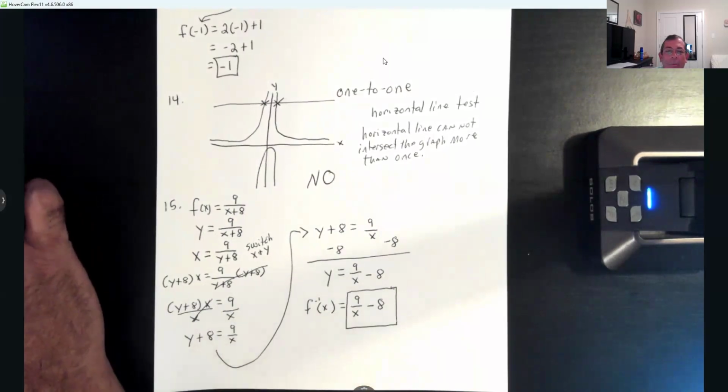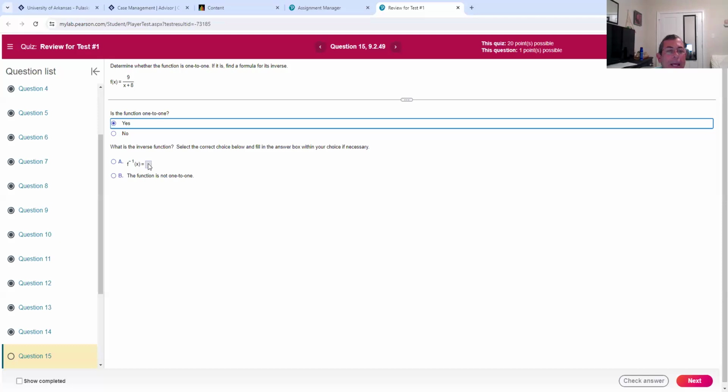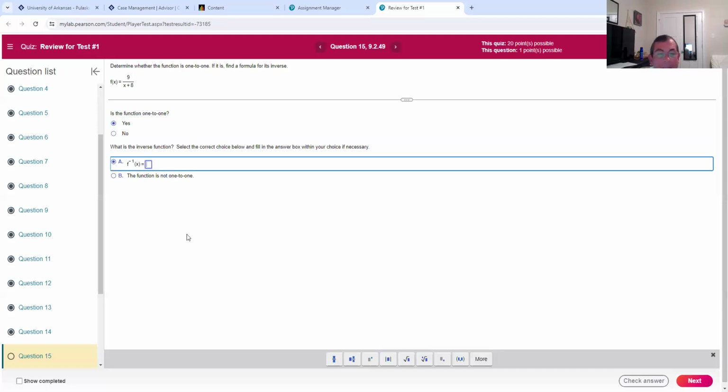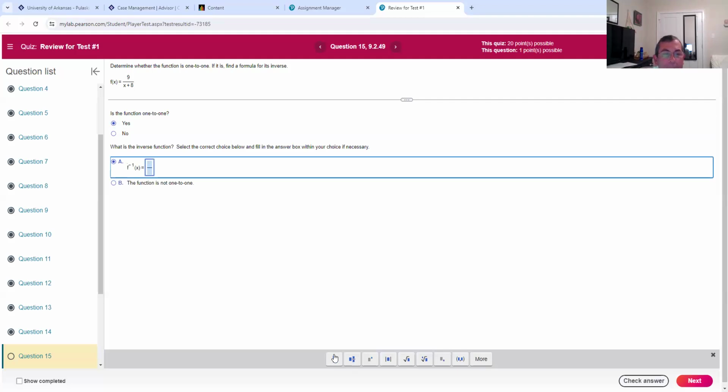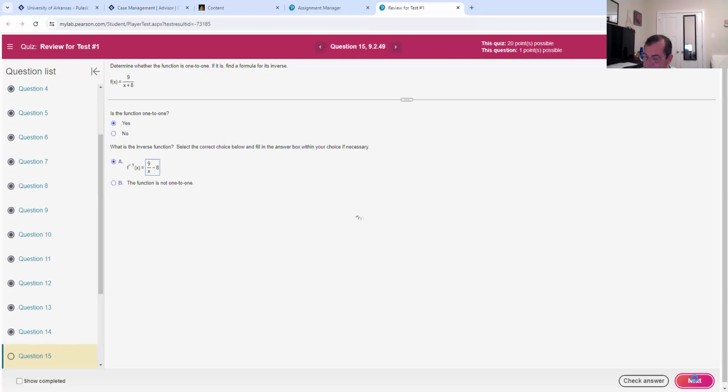All right, y'all, so we would go put that in. Now, they didn't got the f -1 of x sitting there. So all we got to do is put in the fraction, which had a 9 divided by the x, arrow right, and put in a -8. All right, so we've got it looking good now. We hit next.